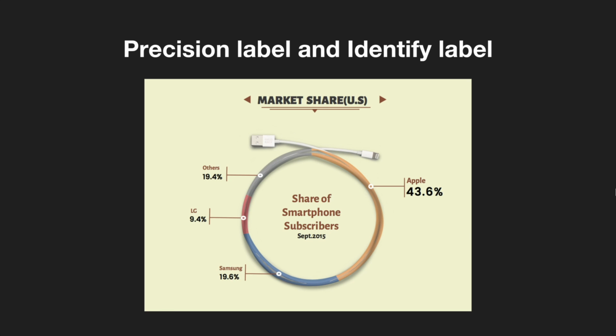For my infographic, I used both precision labels and identify labels. Precision labels refer to text that represent the exact value of a measurement. Identify labels refer to text that clarify what visual elements actually represent. In my infographic, I use Allegra Sans for identify labels and Poppins for precision labels so that those labels look different from each other.